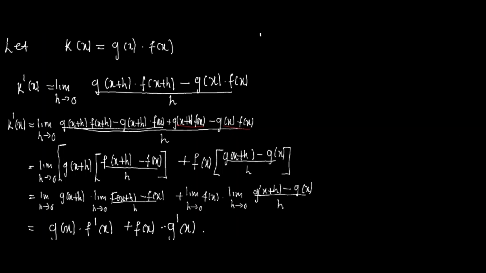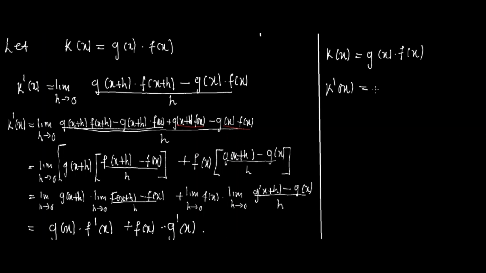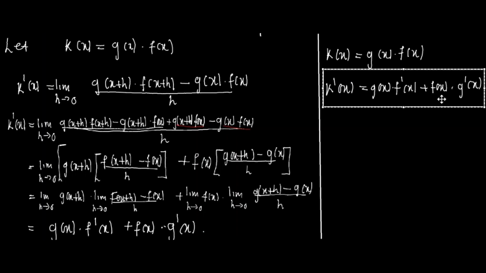So now, the product rule is proven. So we can deduce that k of x, which is equal to g of x times f of x, when you take the first derivative, k prime of x is equal to g of x times f prime of x, plus f of x times g prime of x. So this one is the product rule.